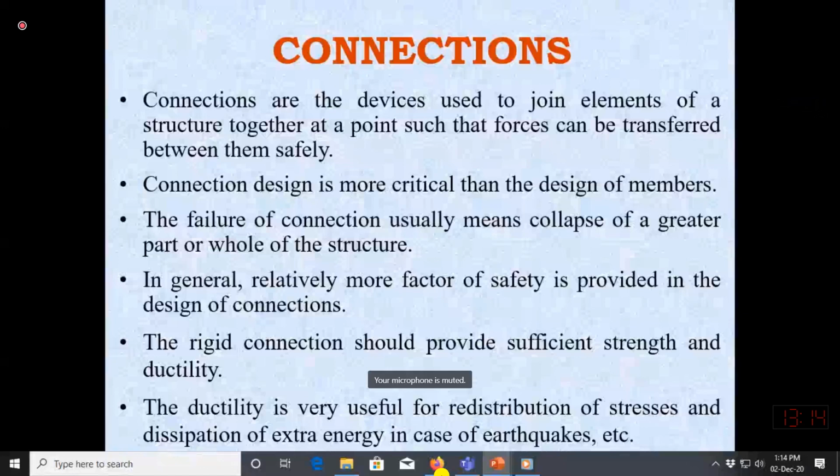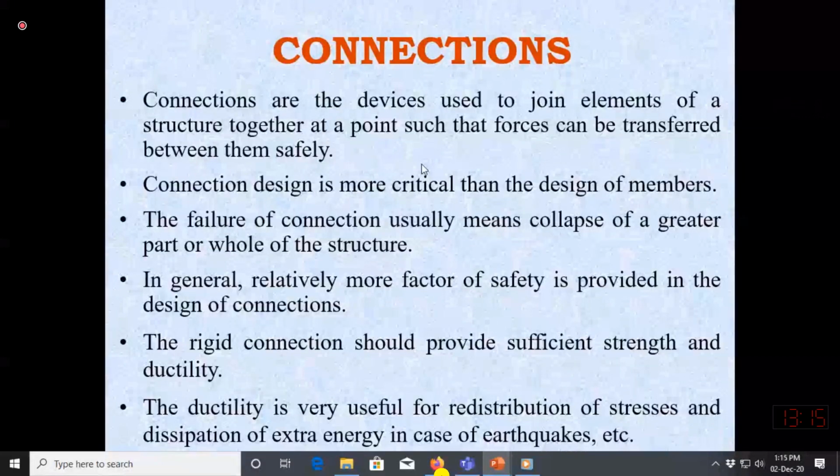So this connection might be welded. This may be fastener type. In the fastener type, we may opt for the riveted connection or maybe the bolted connection. So actually the design of the connection is the most important aspect of our structural design, because connections are transferring the load from one structural member to the other structural member. So the design for this connection is more important than the structural element itself, because if the connection fails, then it means that that is a failure of the entire structure.